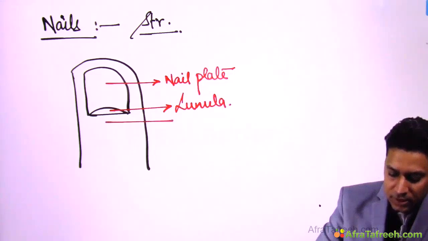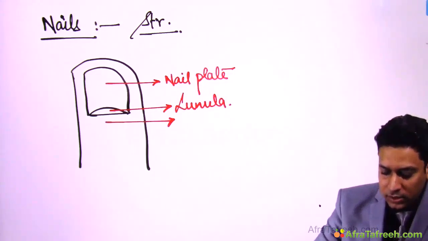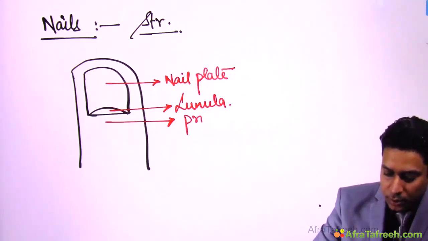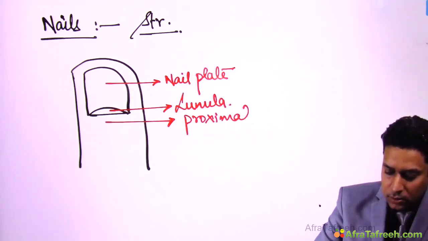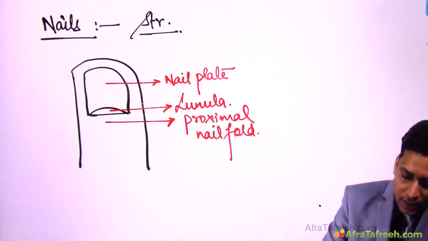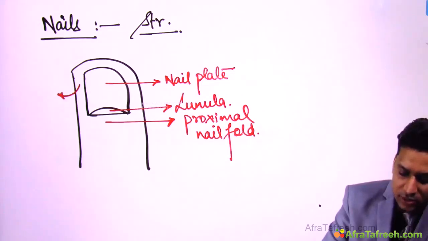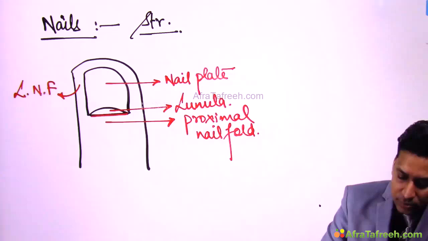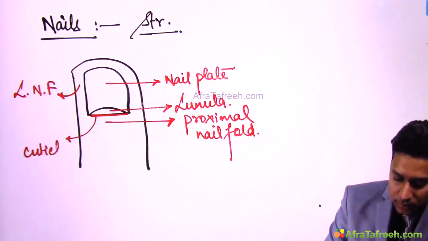And the skin which is present here is known as the proximal nail fold. And on the lateral side, the skin which is present on either side is the lateral nail folds. And this thin rim of skin which is attached to the nail is known as the cuticle.